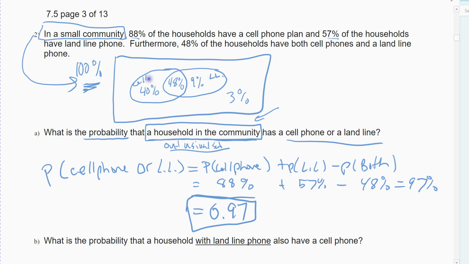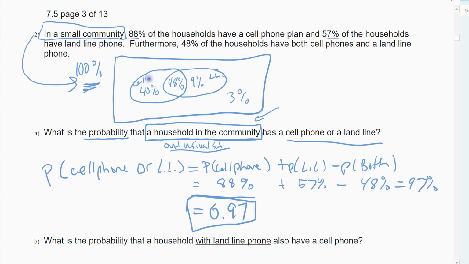Probability that a household with a landline, we're given they have a landline. If they have a landline, what's the odds they also have a cell phone? And so that's different. And so this is a conditional. Probability they have a cell phone, right? We're looking for that chance. What's the odds they have a cell phone given they're a house with a landline?